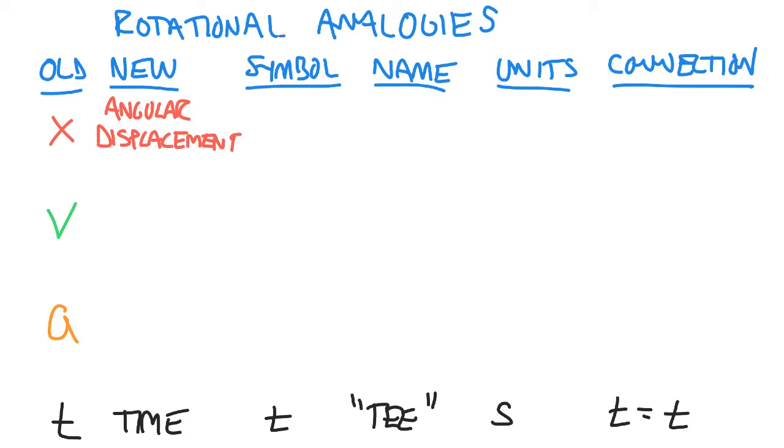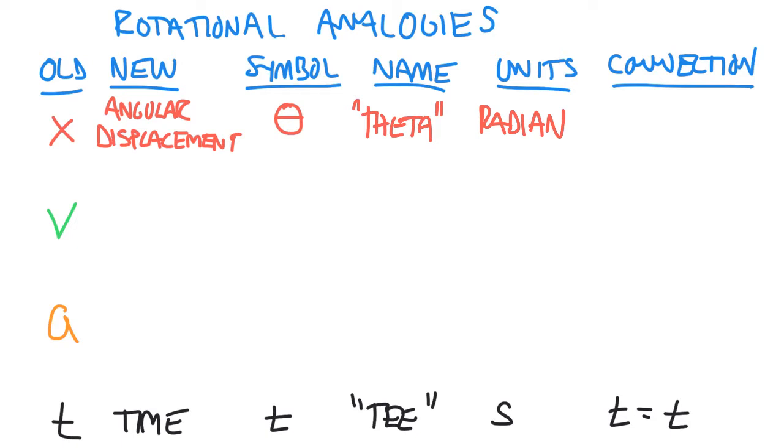So instead of displacement, x, we're going to use angular displacement. And the symbol that we use for that is going to be theta. And the units for our angular displacement, we could measure angles in degrees or radians, and we're going to actually use radians because it's going to make things a lot easier.